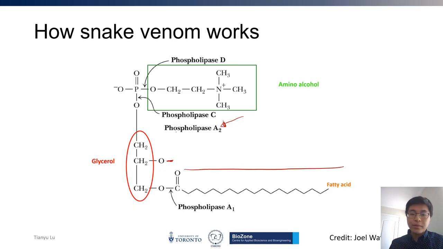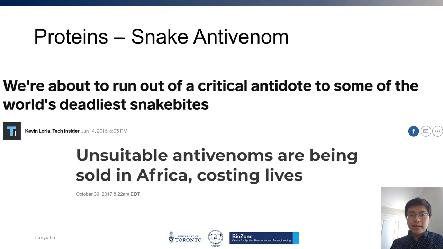Now the problem with snake antivenom is that it's not really profitable for these companies to make. Although it is a very serious and deadly ailment, especially in the tropical countries, there isn't really that much of a market for this. They've decided to stop producing snake antivenom. So if you can come up with a protein that can be manufactured in a cost-effective way, then this is clearly an important problem to solve.